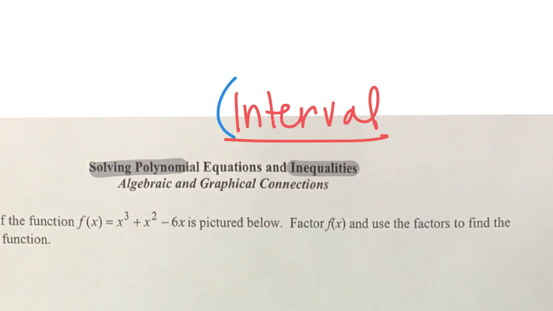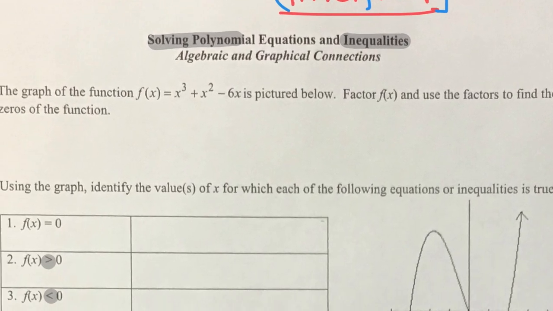They're going to have parentheses potentially. They're going to have brackets potentially. So we're going to write our answers as intervals. So we start off by telling you that here is this wonderful polynomial, right? This is a cubic, and the graph is right here. Okay, so that's the graph of our cubic.